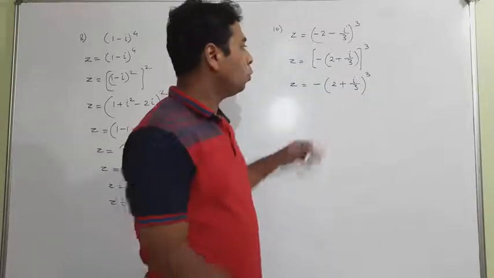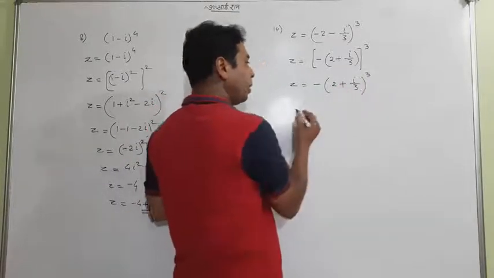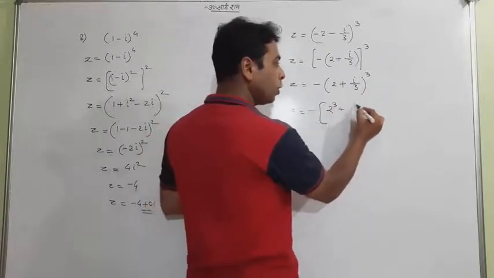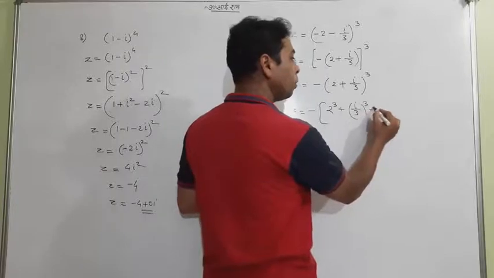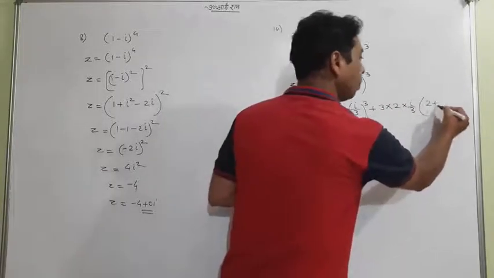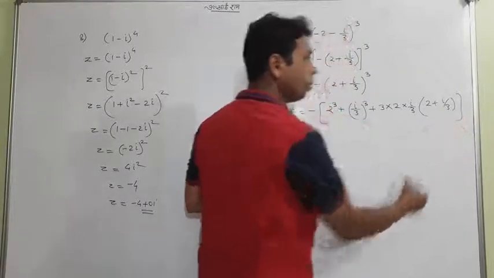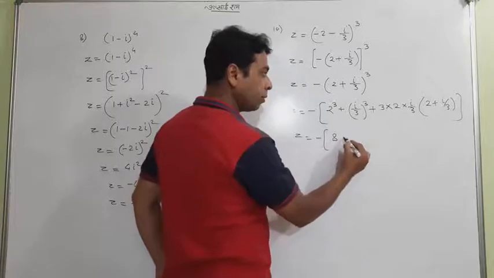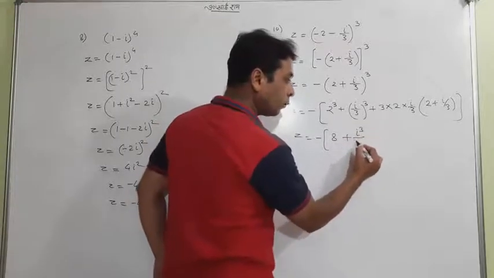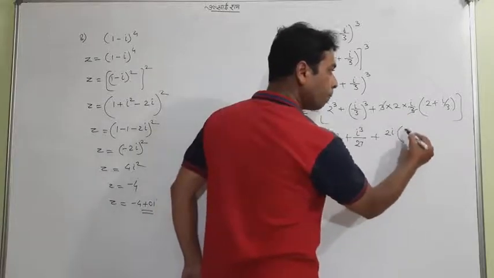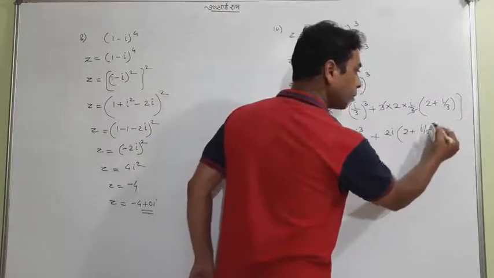So it is (a plus b) whole cube, and use it: a cube plus b cube plus 3 into a into b into (a plus b). This is simple, so simplify that. It is 8, it is i cube upon 27. This cancels, 2i, 2 plus i by 3.